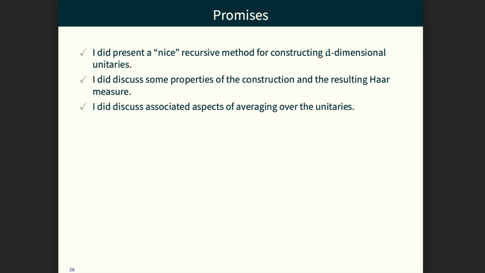So I'm done with my 3 promises. I hoped to present a nice way of constructing D-dimensional matrices. I told you a bit about the Haar measure. I told you a bit about averaging over unitaries.